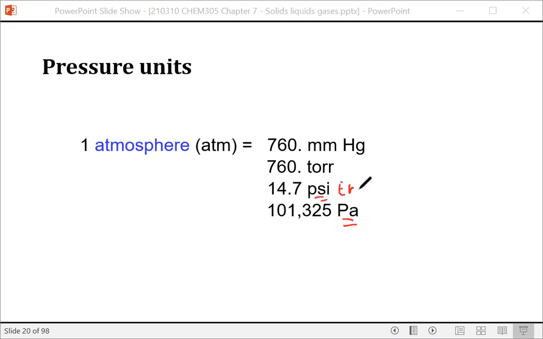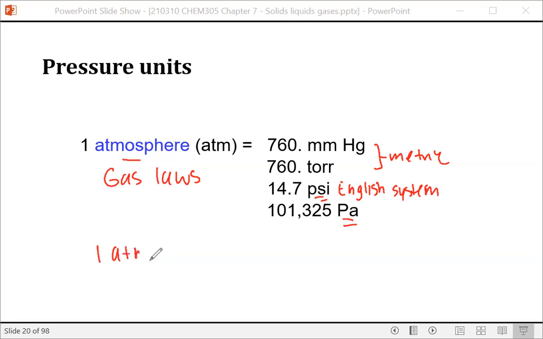PSI, pounds per square inch, is from the English system. Torrs and millimeters of mercury are both from the metric system. And atmospheres is what's used in gas laws. So these are all conversion factors, right? We could write 1 ATM, atmosphere, equals 760 millimeters Hg. So if we were given pressure in millimeters of mercury and we needed to convert to atmospheres, we would set up a conversion factor.